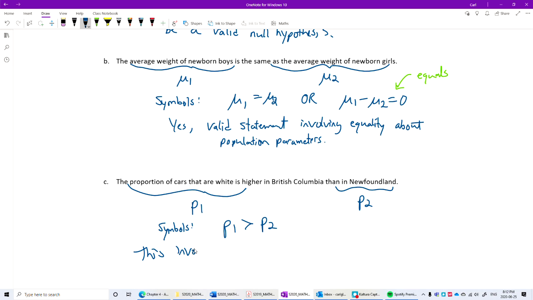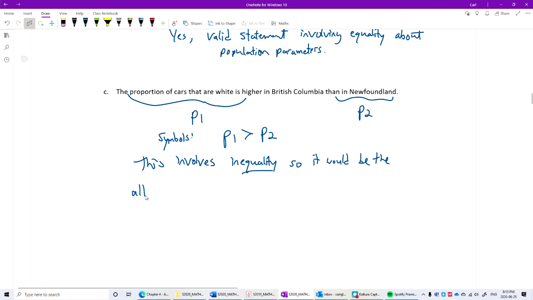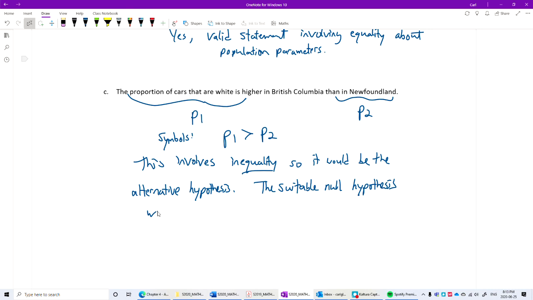This involves inequality, so it would actually be the alternative hypothesis. The suitable null hypothesis would say that they're equal, that the proportion is the same in both provinces.